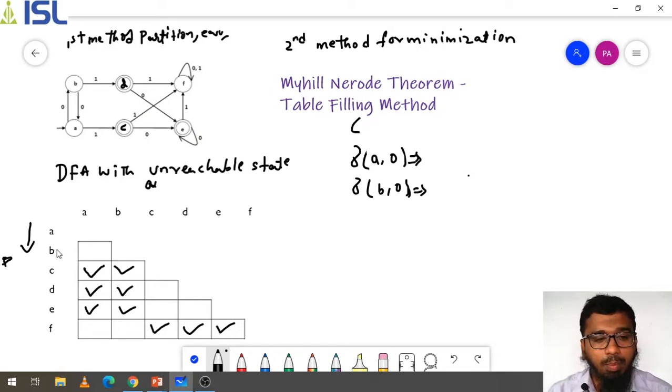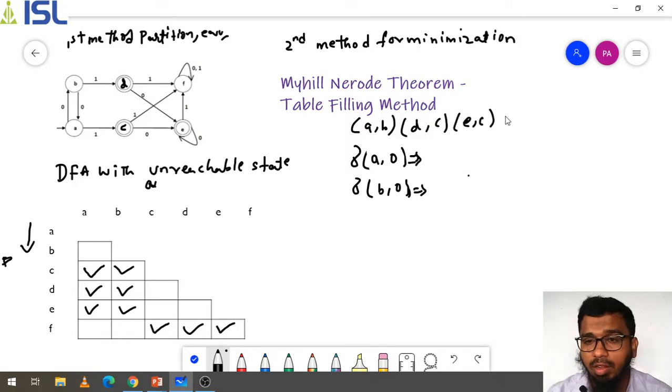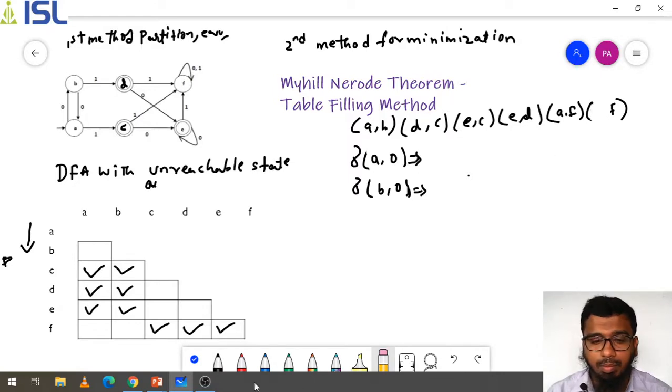What are the remaining pairs? I am writing here A comma B. Next one is D comma C, next one is E comma C, and next is E comma D, and the next one is F comma A or A comma F, or B comma F. So this is B comma F. These 6 are the empty cells from the table. So first I am taking A comma B.